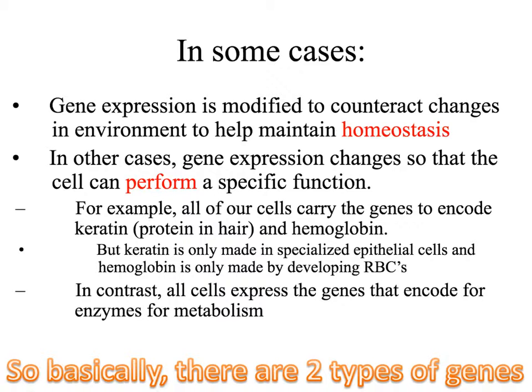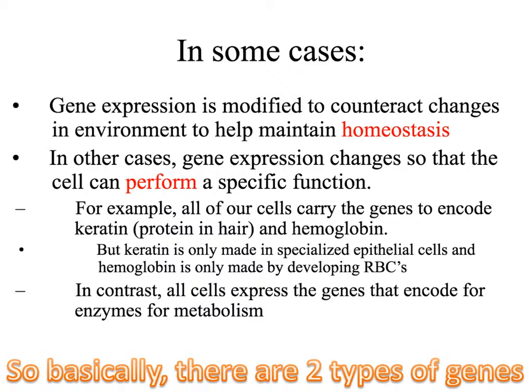For example, all of our cells carry the genes to make keratin and hemoglobin, but keratin is only made in specific cells, and hemoglobin is only made in specific cells. So all cells can have the genes, but not all cells are going to express the genes.